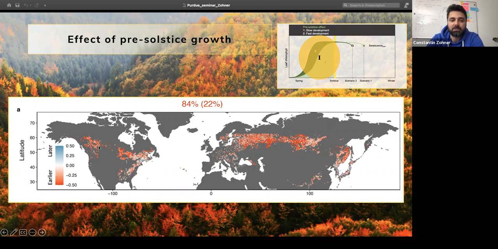And we see that across the majority of pixels, across 84% of pixels in total. It's significant for 22, but across 84%, we see this trend that higher productivity early in the season translates to an earlier start of senescence.